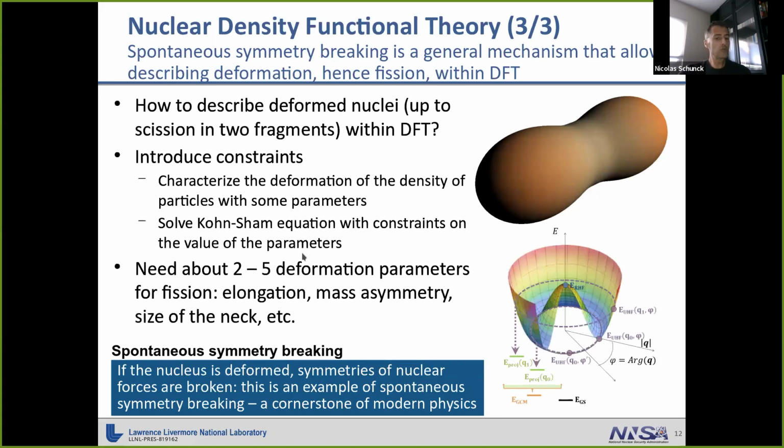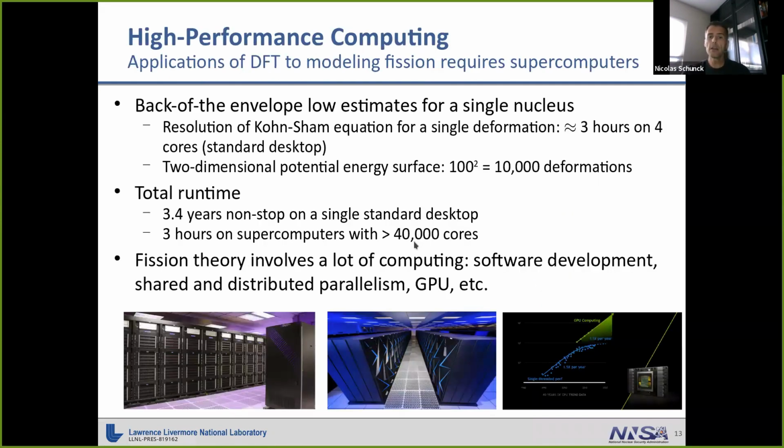I don't really have time to talk too much about it, but I want to highlight that this is an example of what is known as spontaneous symmetry breaking, which is a cornerstone of modern physics. If the nucleus is deformed, then the symmetries of the nuclear Hamiltonian are actually broken, and this happens spontaneously. And this is extremely important in quantum physics. So it gives a formal justification of why we can think of fission as a deformation process. Again, you can ask me questions later, but this is a little bit technical. Now, if you remember the two-dimensional potential energy surface that I showed, there were about 10,000 points in them.